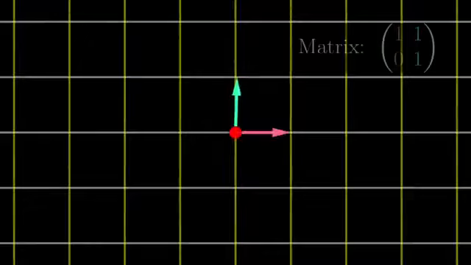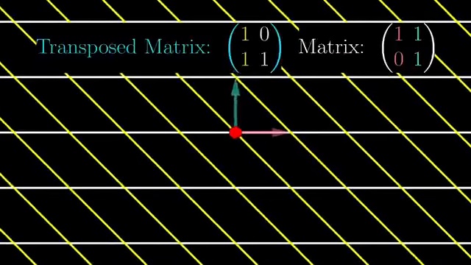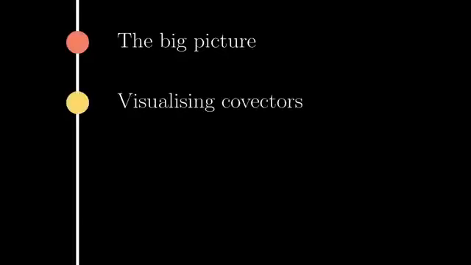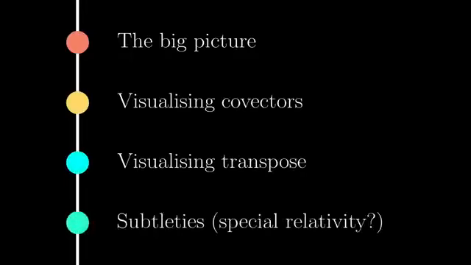A deeper understanding of how transpose came about will help us visualize it, and along the way, we will come across deeper topics like covectors, duality, and so on. We will first go through a very general big picture of what transpose really is, then try to visualize something called covectors, then transpose, giving some examples, and finally, a very subtle but also important point that links to special relativity.